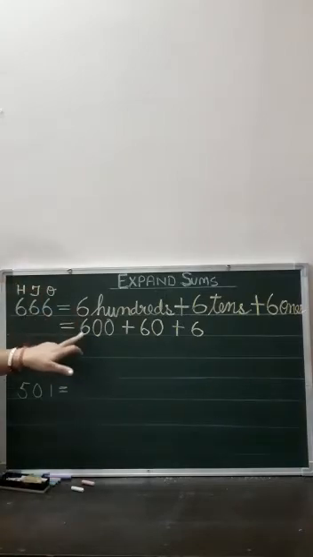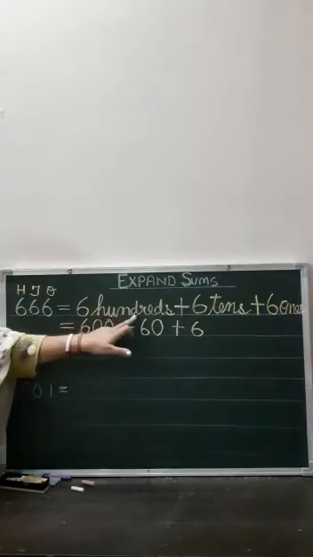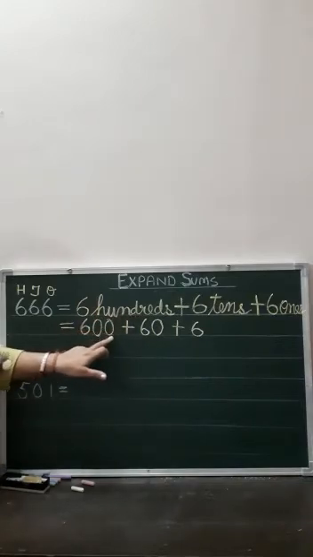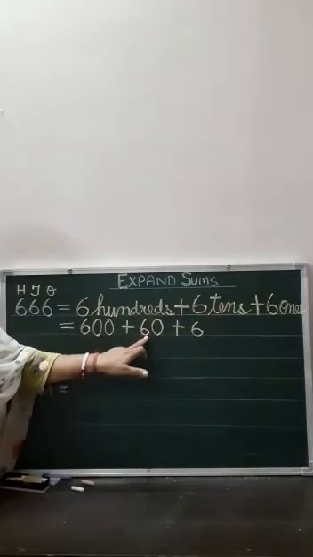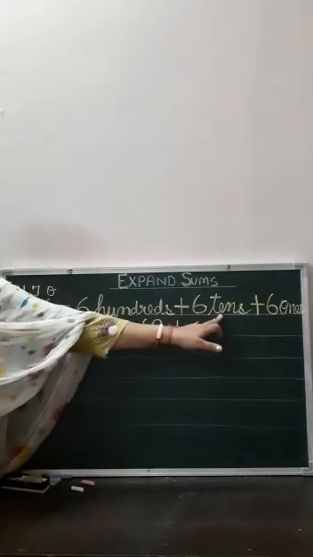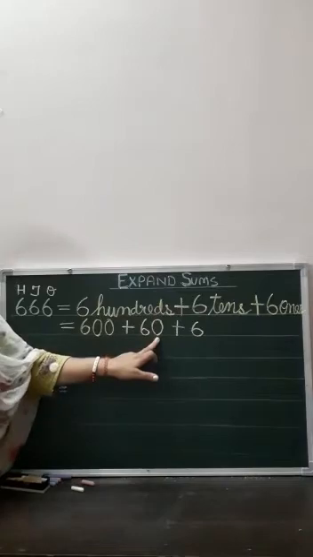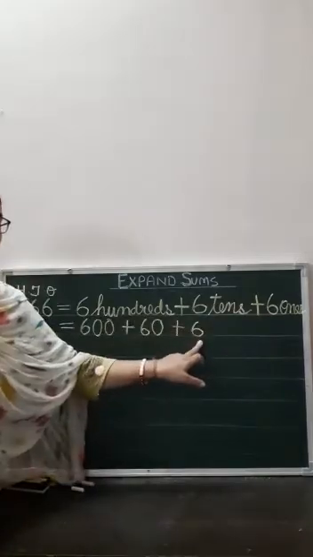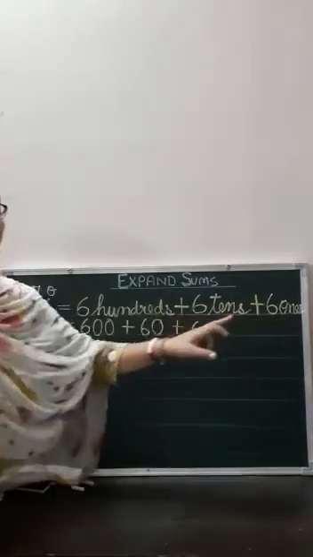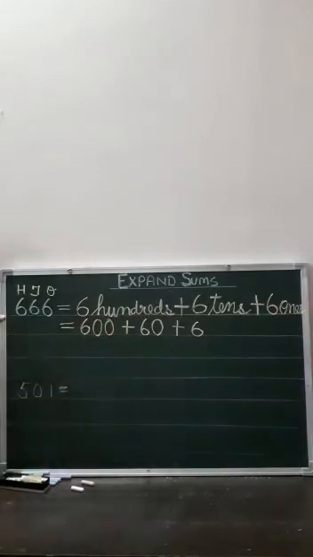For this, write down the first digit. How many zeros are there in 100? There are 2 zeros in 100, so we can write 600 here. Now 6 tens. Write down 6 here. In tens, how many zeros are there? There is only 1 zero, so we can write 60 here. Now in the next, write down 6 here. Ones, is there any zero in ones? No, so we can write 6 only. This is the expanded form of 666.